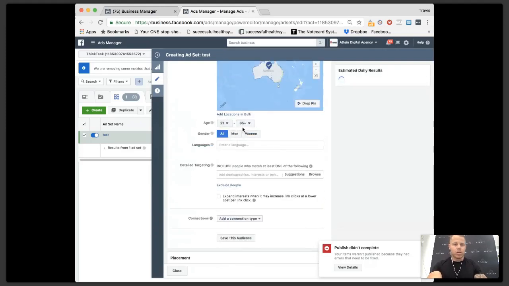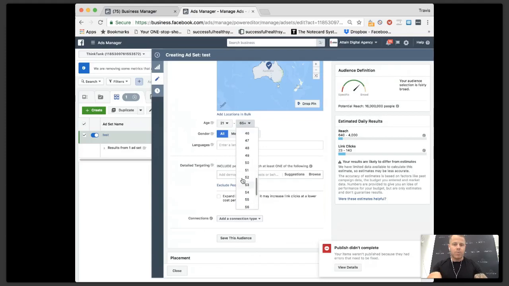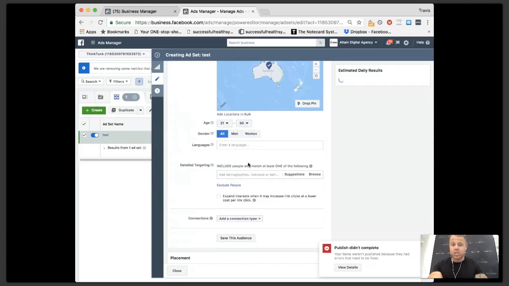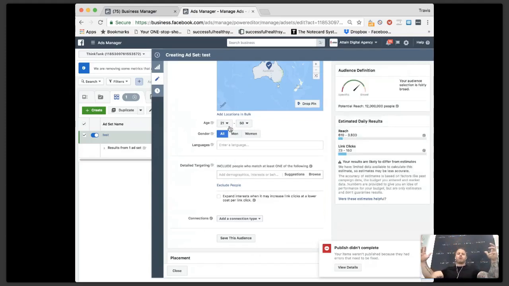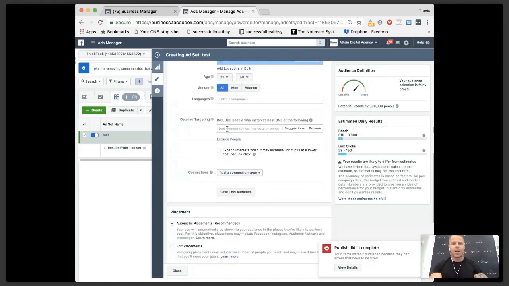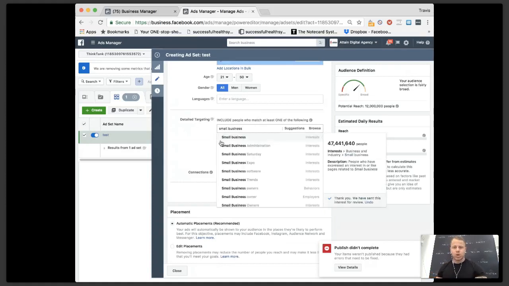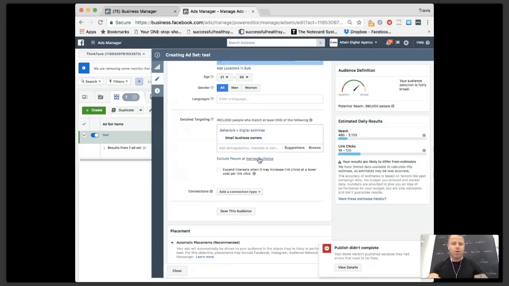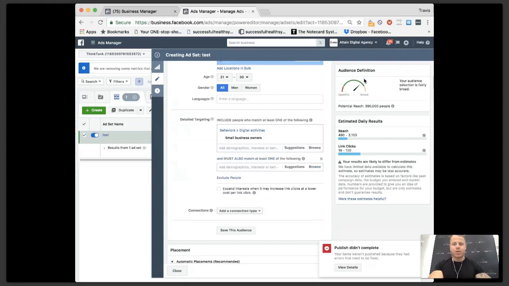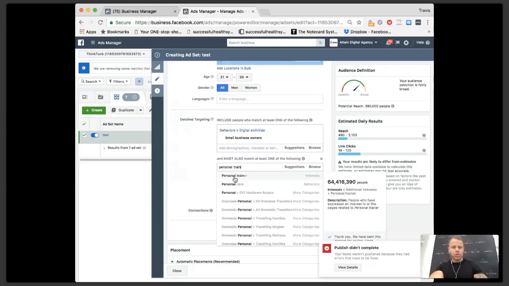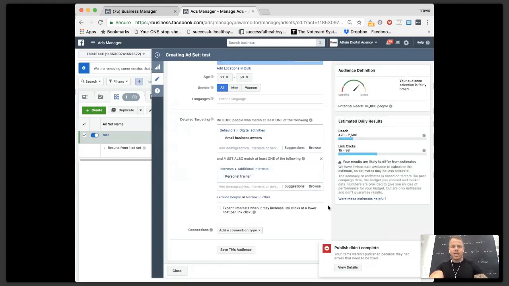I market to 21 to maybe 40, 50, let's say that. It's a slightly broader age range because it's a specific topic. And then I can go detailed targeting. What I would do is go small business owners, because you can market specific to small business owners here. And I would go behaviors, small business owner. And then I would narrow the audience down again. So now I'm down to 390,000. I would narrow it down to personal trainers, interest. So interest, personal trainer. I could probably narrow it down even further.